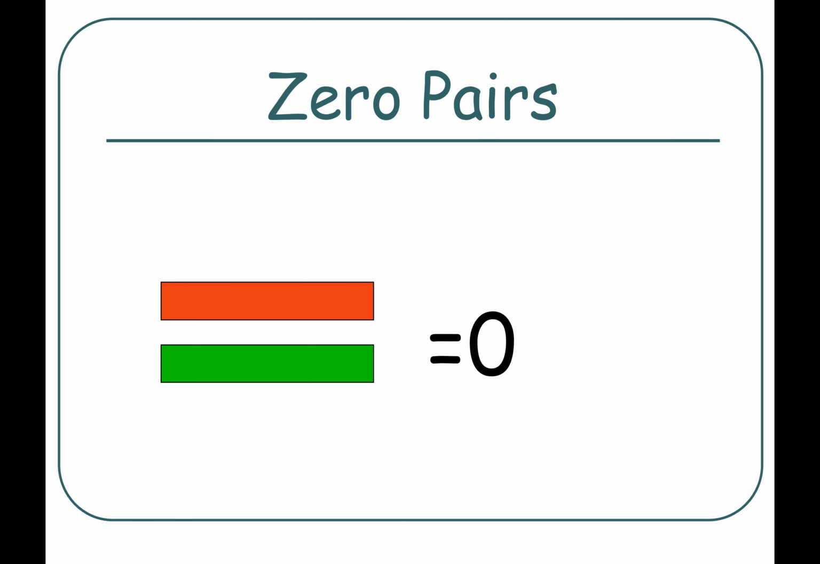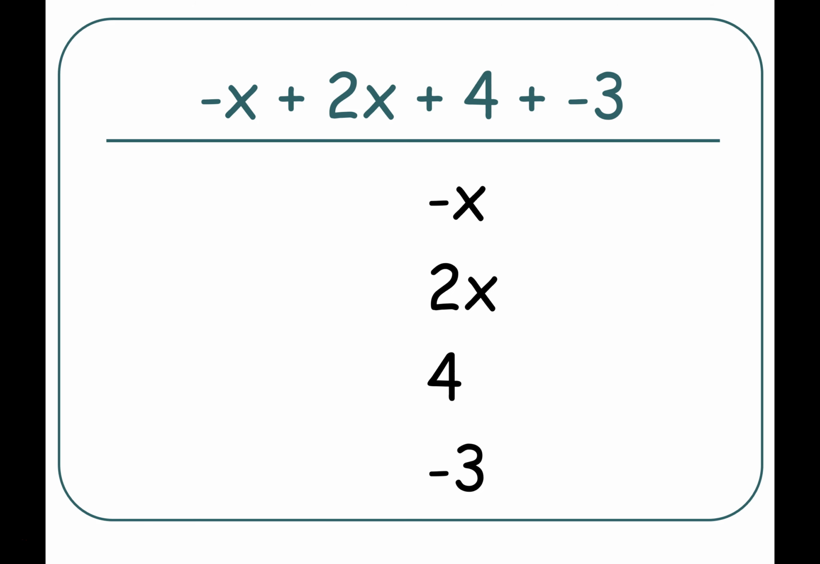Same with zero pairs with the units, also zero pairs work with the x. So if I have a negative x or opposite x and I have a positive x, then those create a zero pair and those go away. So if x was 5, negative 5 and positive 5 creates zero. And so I can have zero pairs with x as well.